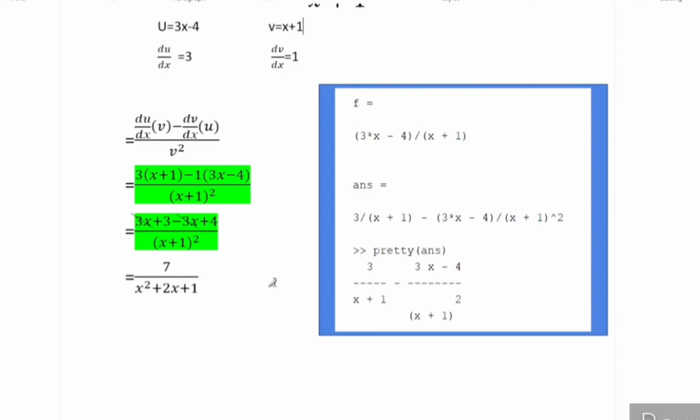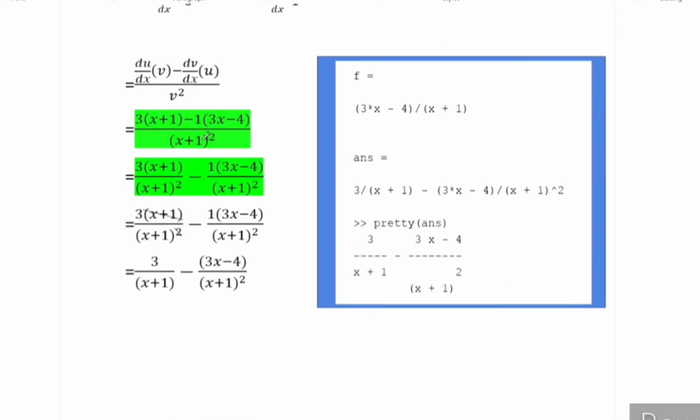This happened because MATLAB separates the calculation method at the green area. For the calculation method, we will use 3 times x plus 1 minus 1 times 3x minus 4. But in MATLAB it will divide it into 2. It will be like this. So the step will be 3 times x plus 1 divided by x plus 1 to the power of 2 minus 1 times 3x minus 4 divided by x plus 1 to the power of 2. So that's why the answer between calculation method and MATLAB is different. But if we do it like this, we will get the same answer as MATLAB.